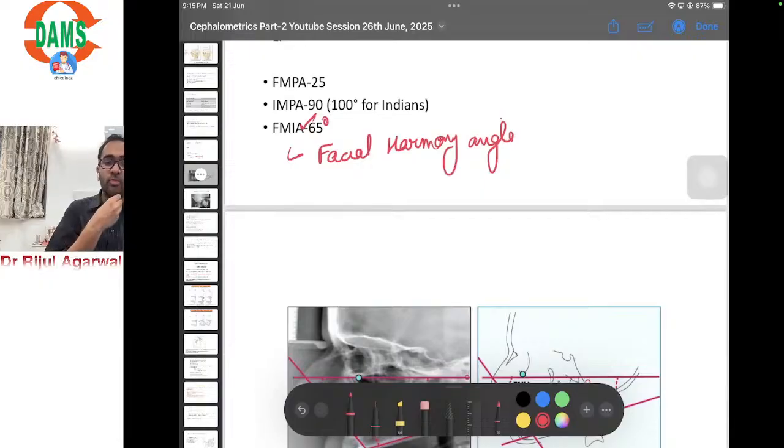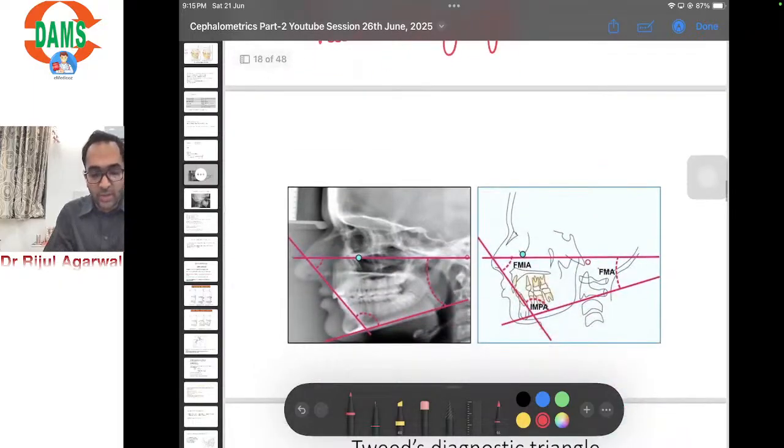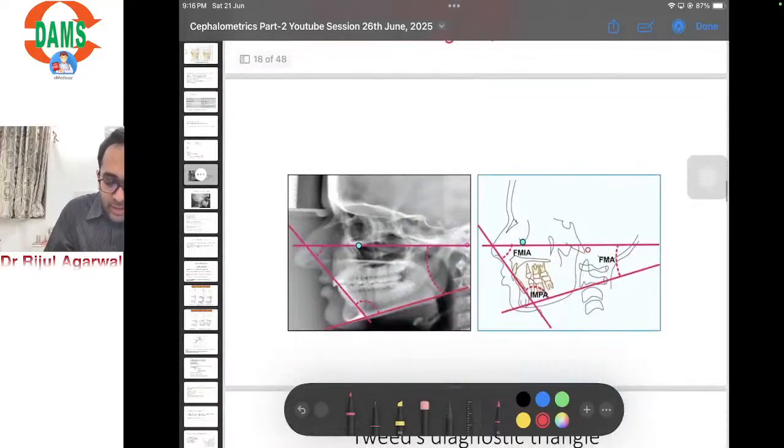So the aim of the orthodontic treatment should be that this angle, what is the FMIA, or Frankfurt mandibular incisor angle, or facial harmony angle? It is the angle between the Frankfurt plane and the long axis of the incisor. According to Tweed, this angle should be 65 degrees. The aim of the orthodontic treatment should be to make it 65 degrees. So how to make it 65 degrees?